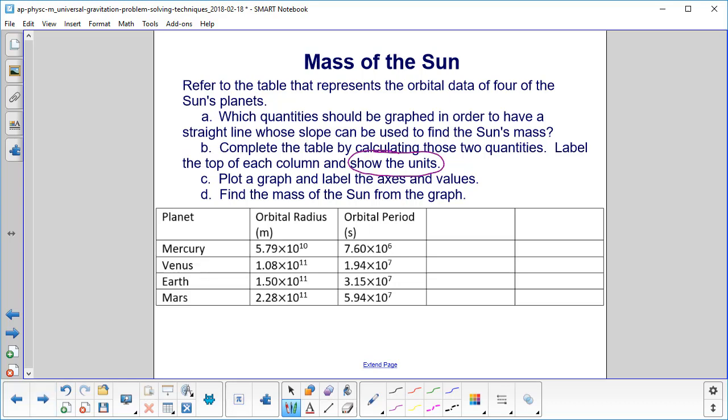Again, that's a point on the AP exam that you do not want to give up. C. Plot a graph, label the axes and values. Again, another point. And then finally, D. Find the mass of the Sun from the graph.